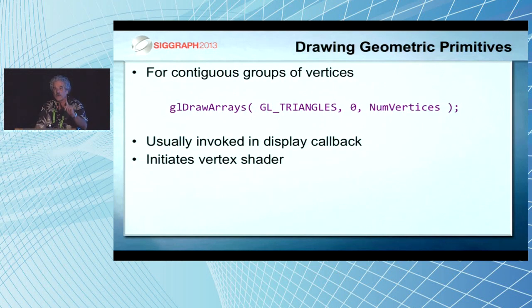Now, for every vertex, the vertex shader is going to run. The rasterizer is going to produce fragments, and for every fragment, the fragment shader is going to be run. Okay, now the pipeline is really in action.